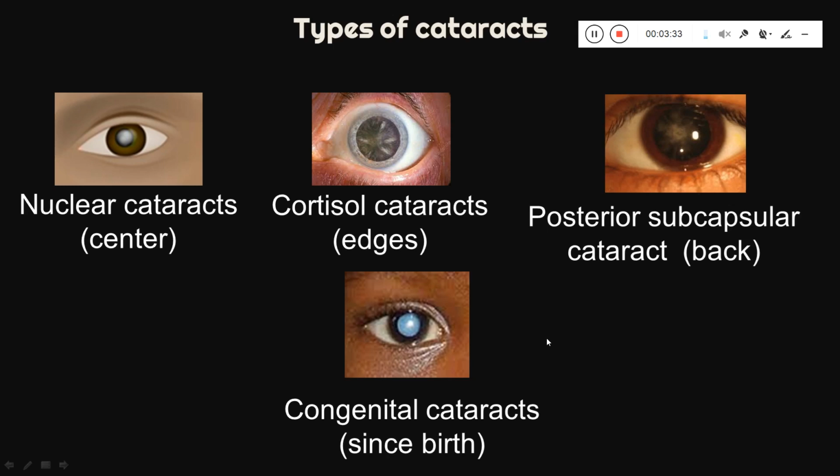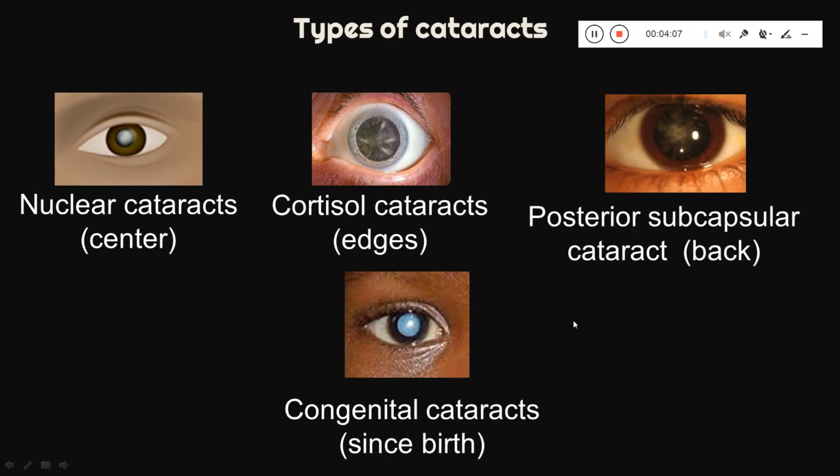These are the different types of cataract which are seen. The first one is the nuclear cataract. In this particular case, the deposition happens at the center of the lens, which is why it is classified as nuclear cataract. The next cataract that we see is the cortical cataract. In this case, the deposition happens at the edges rather than at the center of the lens. This is a classical example of cortical cataract.